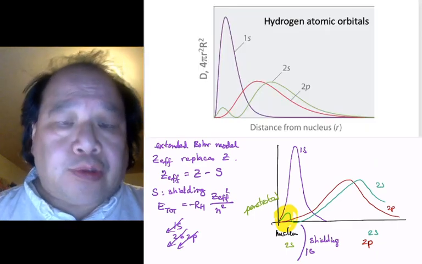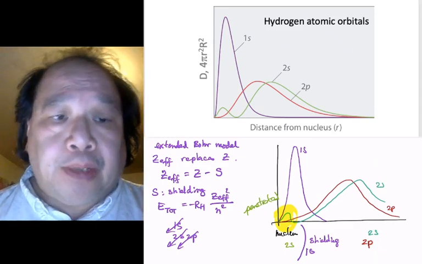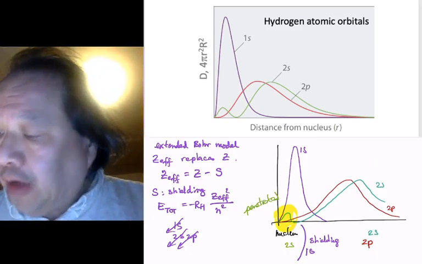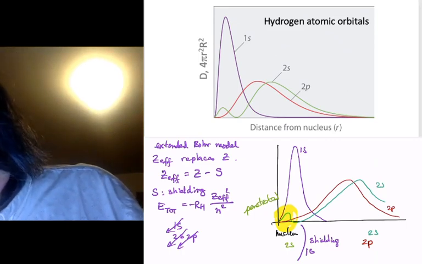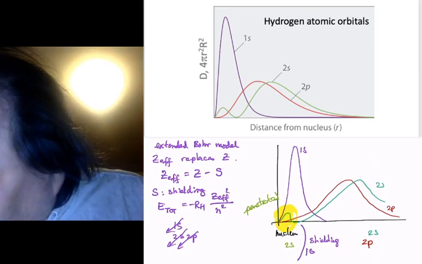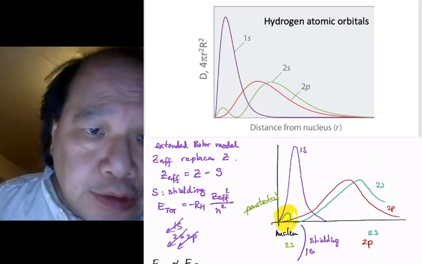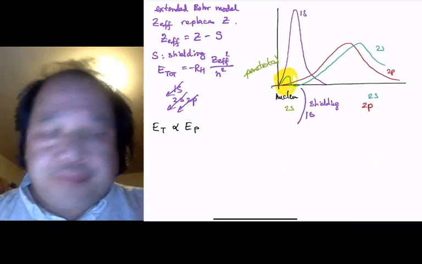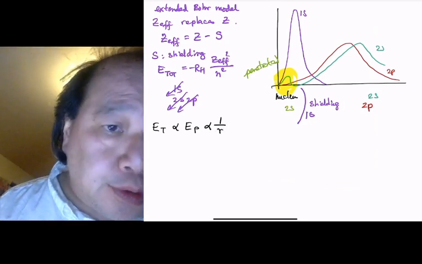But there is a further consequence which we didn't explore last time, but which we are about to explore, which is how does this play out in the change in the shape of the orbitals? And for that, we're going to have to remember the virial theorem. The virial theorem tells us that E total is proportional to E potential. And let me just move that all up top. And E potential is proportional to 1 over r, the distance to the nucleus.